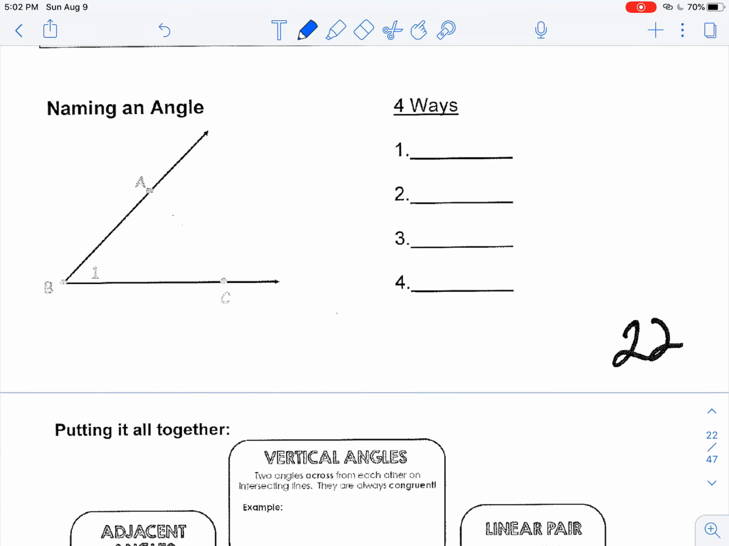Okay, so let's practice. Take a minute and see if you can name this angle 4 ways. Well, with the vertex, angle B, and this is the symbol for an angle. Or we could say angle 1, or angle ABC, or angle CBA. And one other thing I want to point out is the vertex is always in the center.